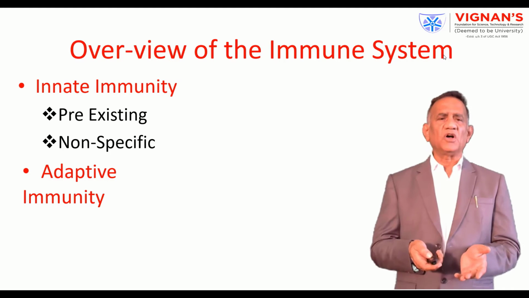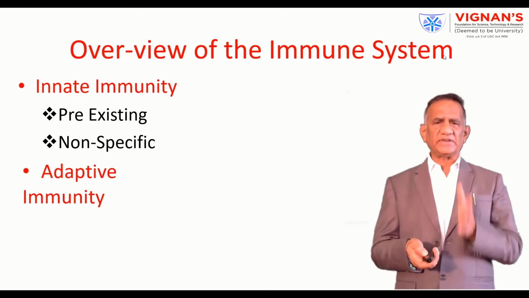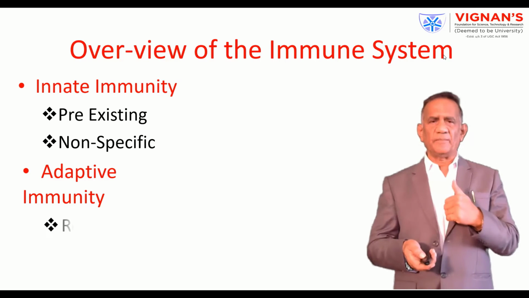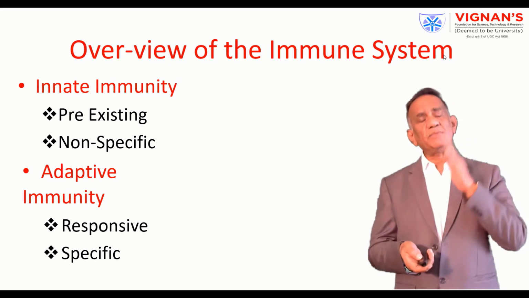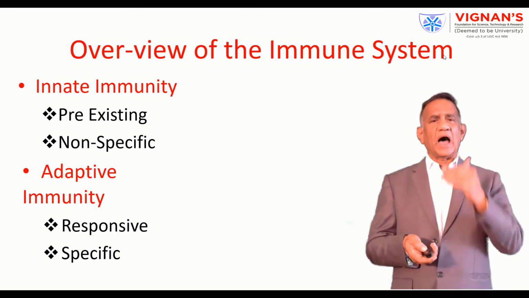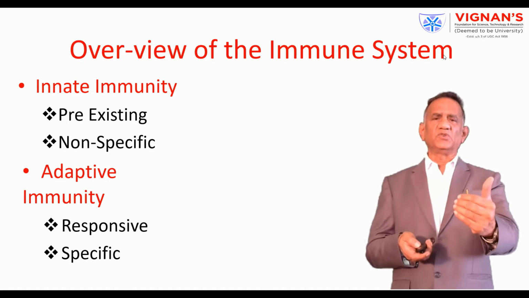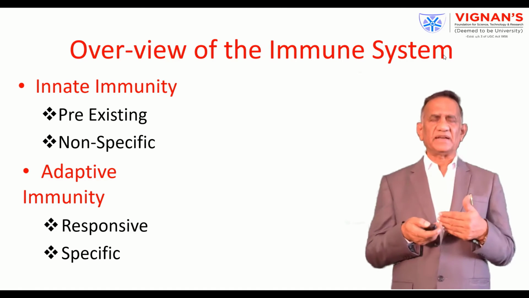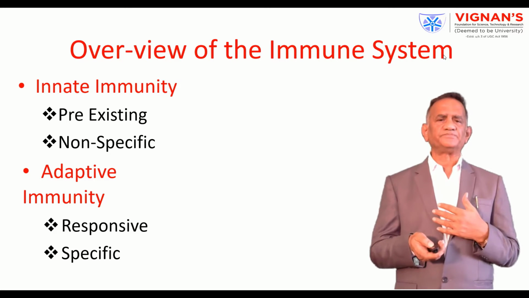The adaptive immunity is responsive. It is highly specific. Today, if I get infected with the coronavirus, my system develops antibodies against the coronavirus. Next time if I get infected with the dengue virus, the antibodies developed against the coronavirus may not work against the dengue virus. Again for the dengue virus, my system gets used to that experience. That is what is called adaptive immunity.